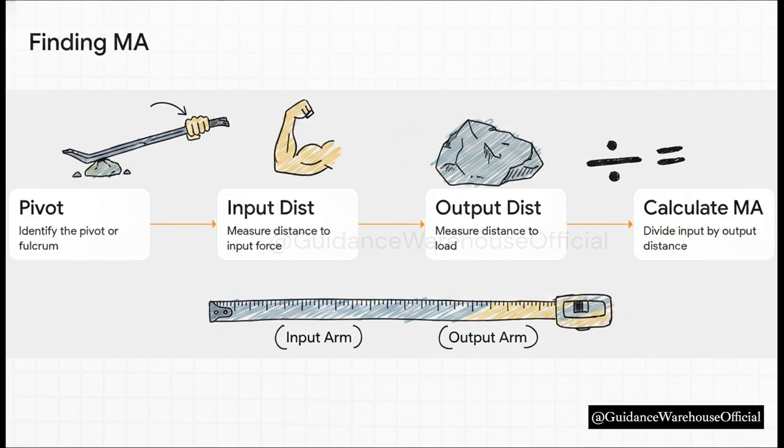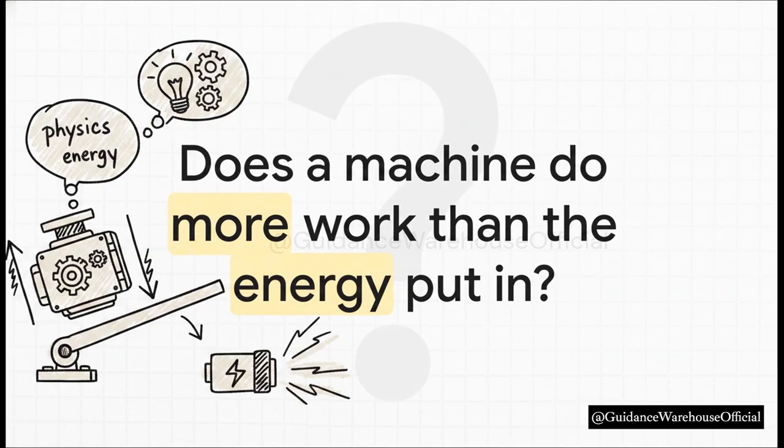Step 3. Measure from the pivot to the heavy load. That's your output lever arm. Finally, just divide the input distance by the output distance. It's that simple. A longer handle on your crowbar means a larger input distance, which mathematically guarantees a massive mechanical advantage. All right, time for a quick retention checkpoint.